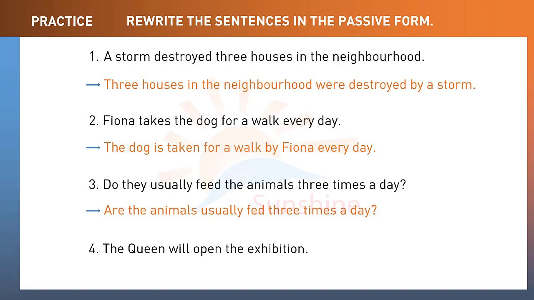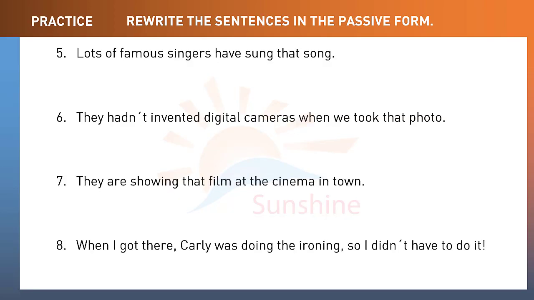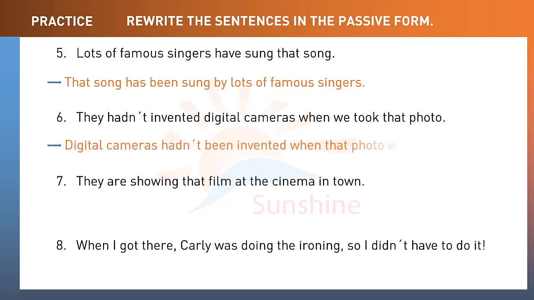Number 4. The Queen will open the exhibition. This becomes the passive voice, the exhibition will be opened by the Queen. Number 5. Lots of famous singers have sung that song. In the passive voice, that song has been sung by lots of famous singers. Number 6. They hadn't invented digital cameras when we took that photo. This becomes the passive voice, digital cameras hadn't been invented when that photo was taken.